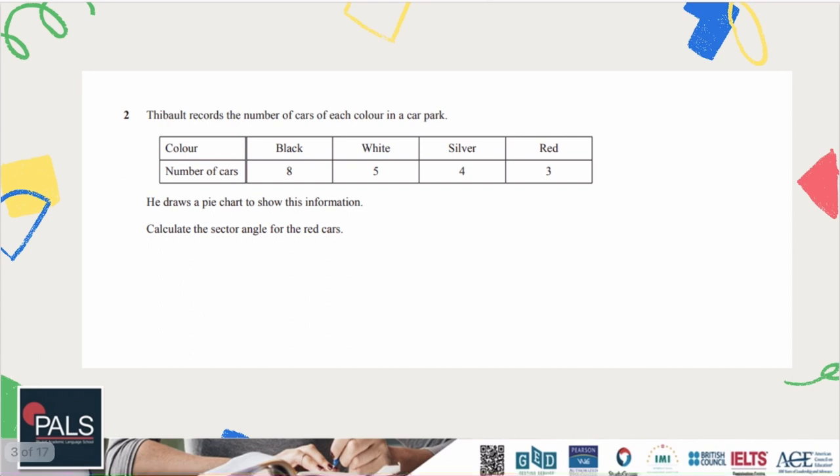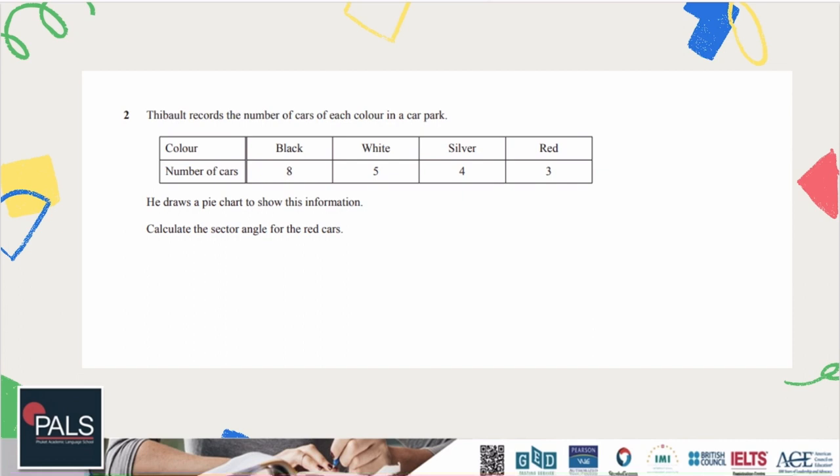Number 2. The table records the number of cars of each color in a car park. So this table shows how many cars of each color are in this car park. Black color, the number of cars is 8, white 5 cars, silver 4, and red 3 cars. He draws a pie chart to show this information.